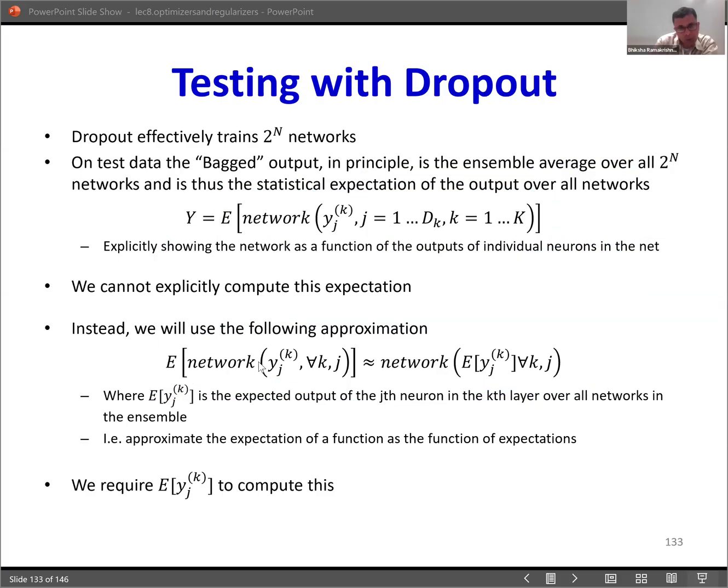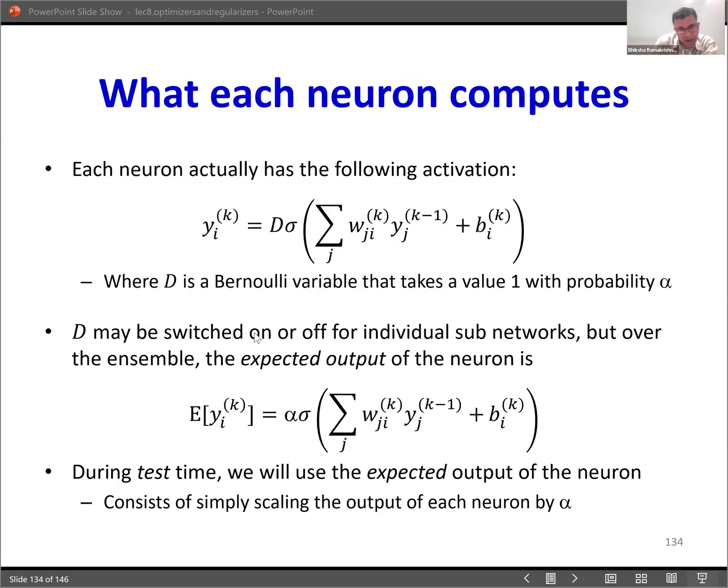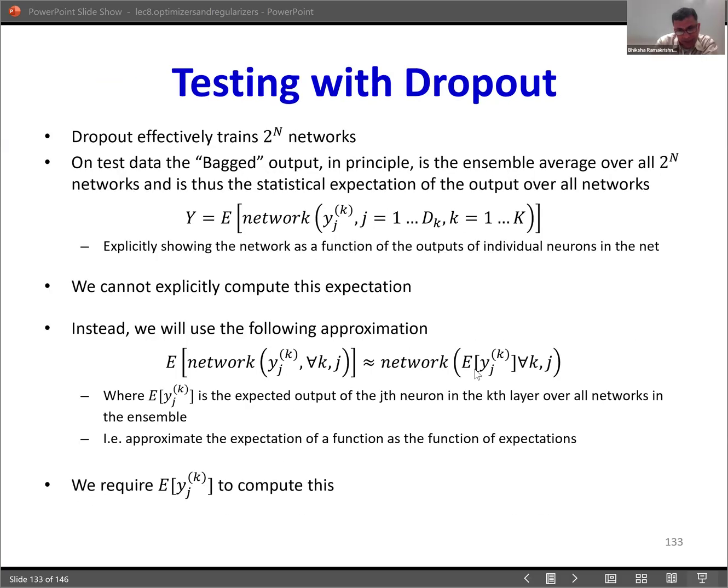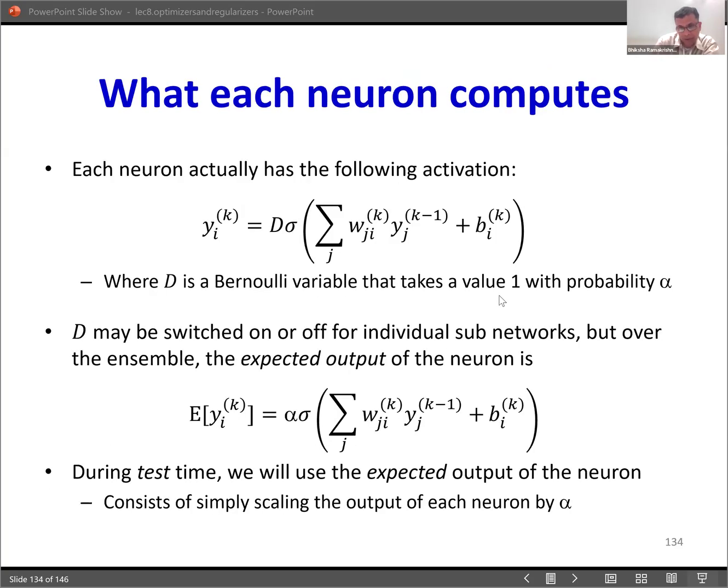Okay? And so what this means is that we're still going to use the full network, except that at each neuron, instead of using the neuron directly, you're going to take the expected value of the neuron. Now, what is the neuron? Every neuron is being switched on or off with a Bernoulli variable whose probability of success is alpha. So the expected value of the neuron is simply the output of the neuron multiplied by alpha, because alpha is the fraction of times that neuron is going to be on. And so this is the expected value of the individual neurons.